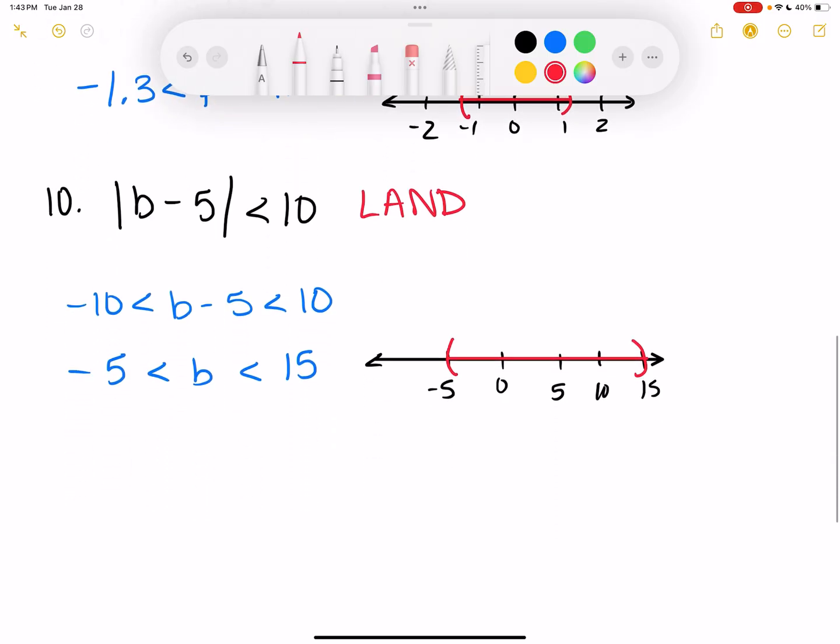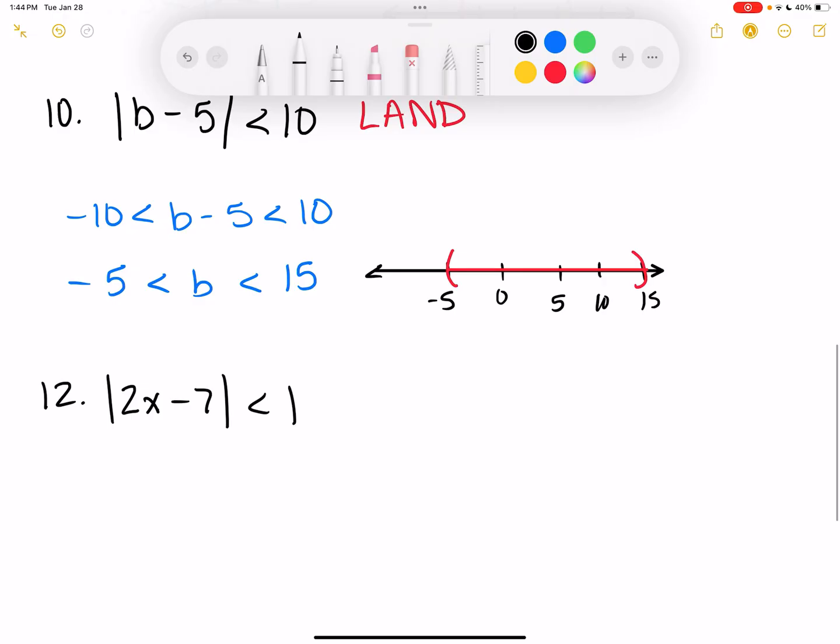All right, 12. The absolute value of 2x minus 7 is less than 1. They use s, but I'm going to use x so it's not confusing. So which situation is this? Land. So how would I write it? -1 is less than 2x minus 7 is less than 1.